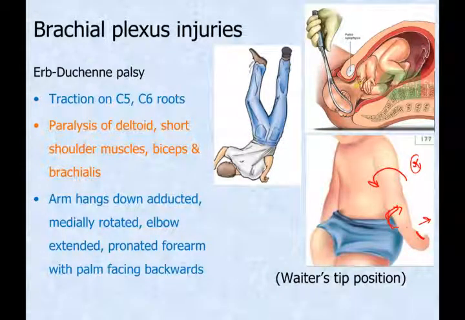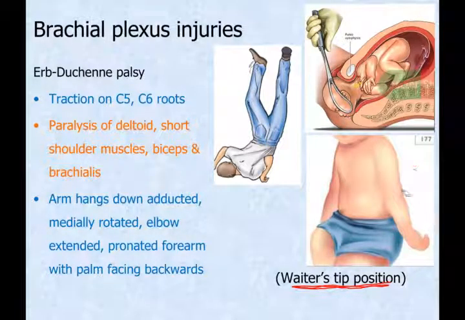It's like a waiter asking for a tip, without getting noticed by the manager. Therefore, it is called the waiter's tip position. These are Englishmen's terms; our waiters don't ask for the tip like that. But anyway, you call it the waiter's tip position. Remember this position, because there's an anatomical basis for it.